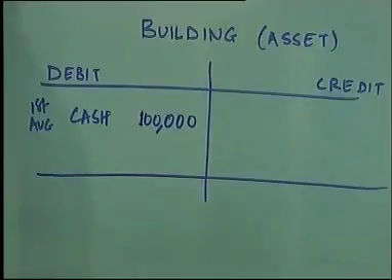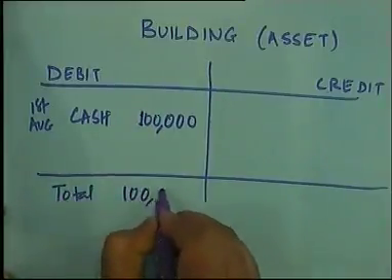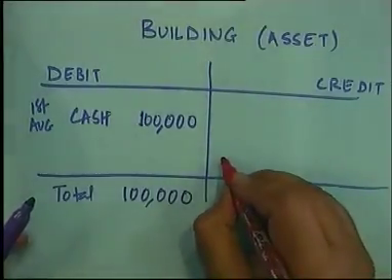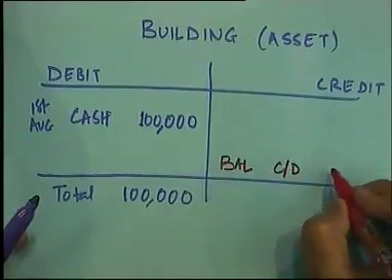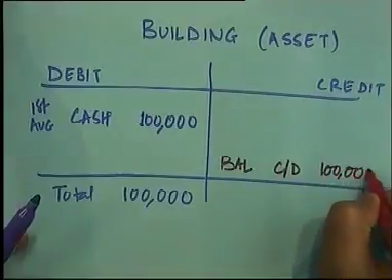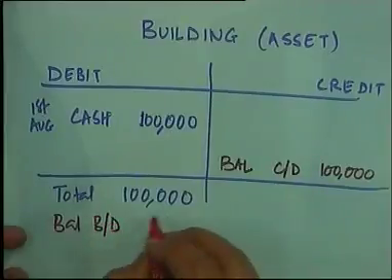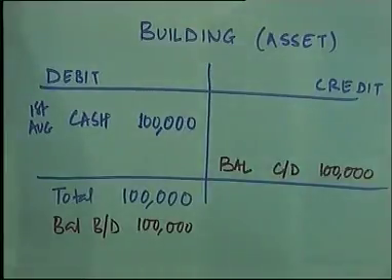Now since there is a mismatch here, the total is 100,000. So I write balance carried down 100,000. So here you have balance brought down 100,000. This exercise is performed for all the T accounts that we have prepared.